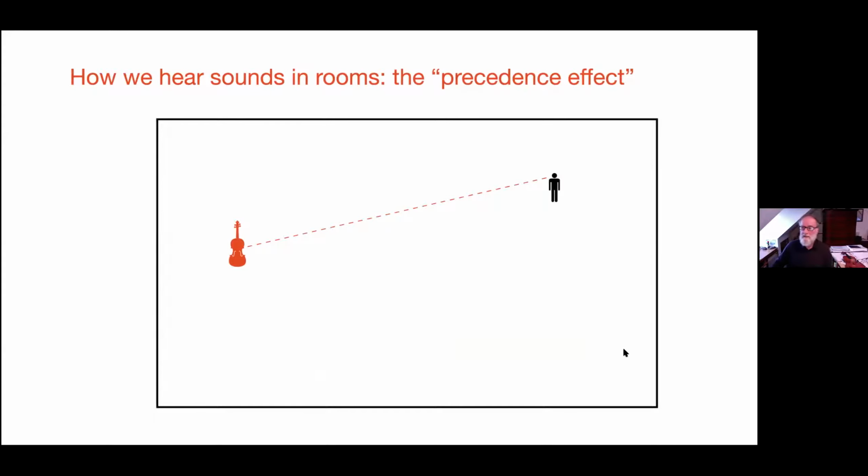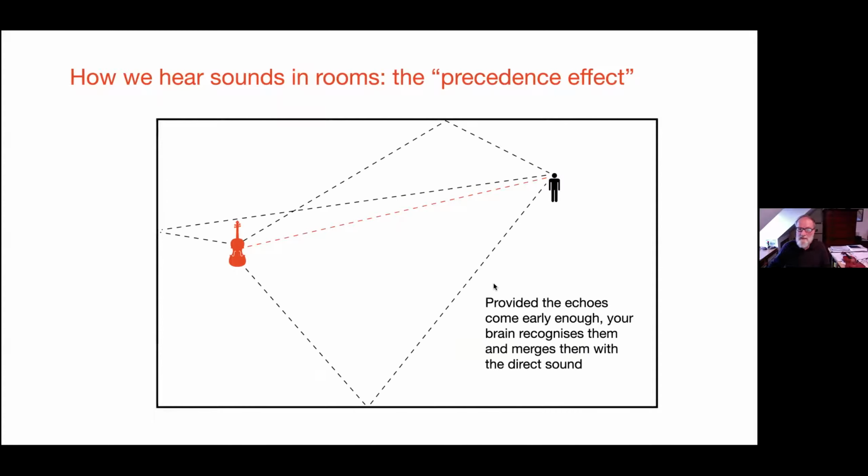Here you are listening to someone playing this violin, and here's you elsewhere in the room. So the violinist does one note. The first thing that reaches your ears, of course, comes by the direct path. But not long behind that, you get reflections off the walls and the floor and the ceiling and so on. And then multiple reflections. And then depending how echoey the room is, they might carry on for ages.